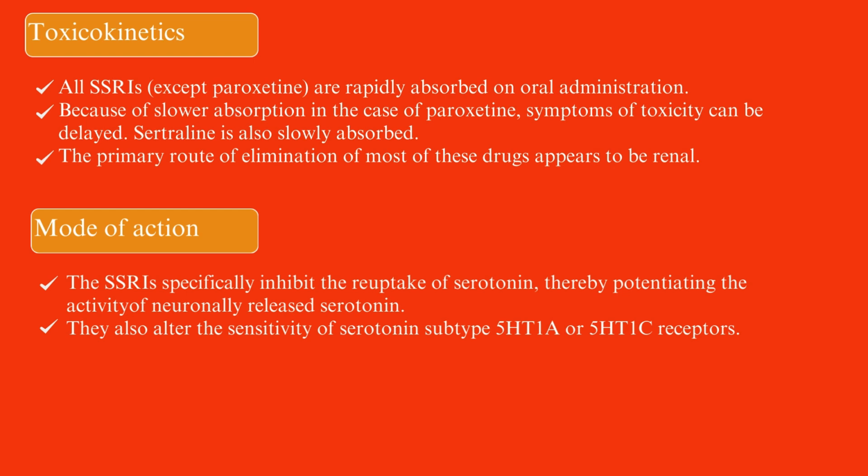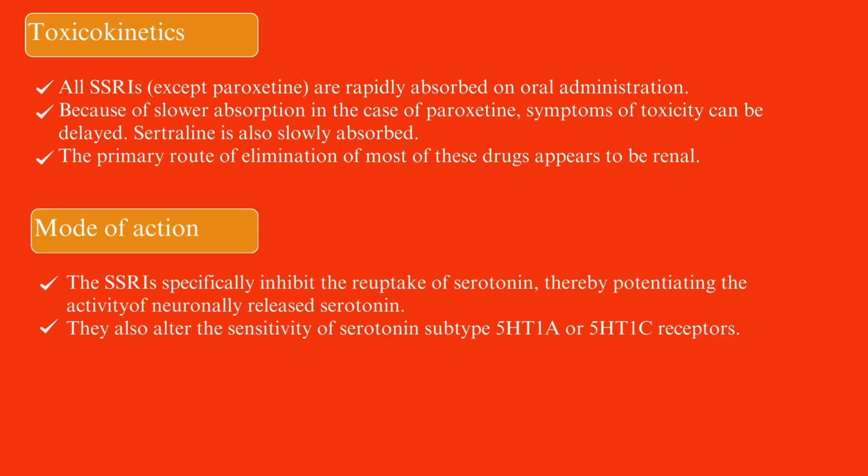Coming to toxicokinetics, all selective serotonin reuptake inhibitors except paroxetine and sertraline are rapidly absorbed on oral administration. Since paroxetine and sertraline are absorbed slowly, even in overdosing cases they exhibit signs and symptoms very slowly. The primary route of elimination of all these drugs is renal.